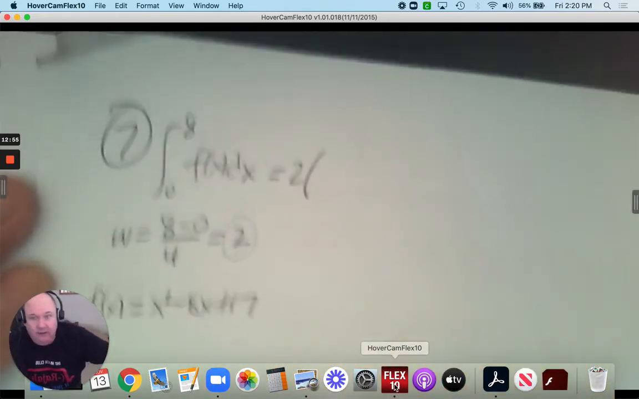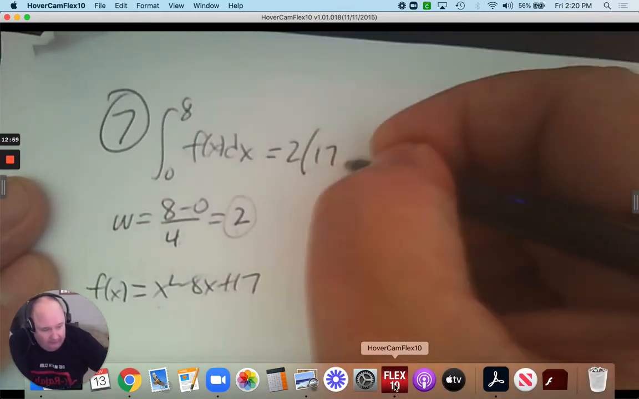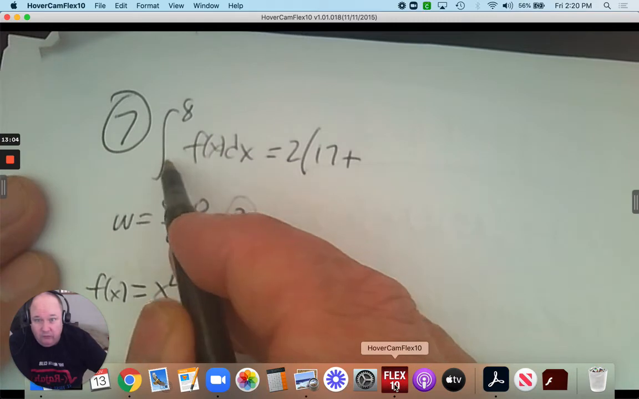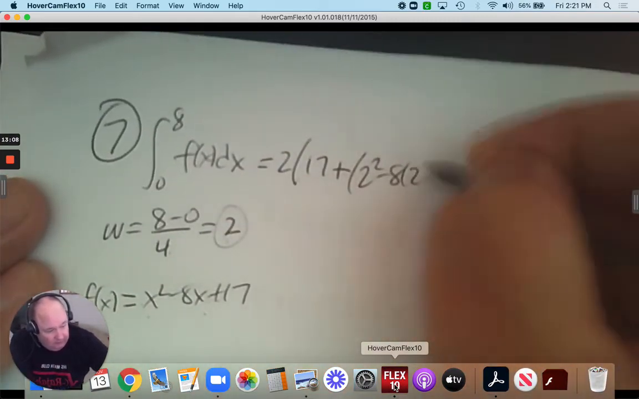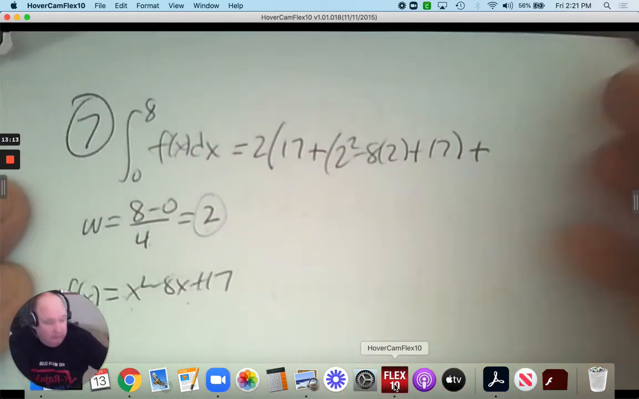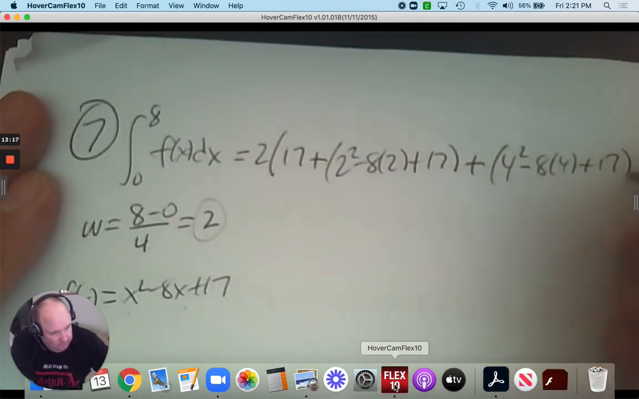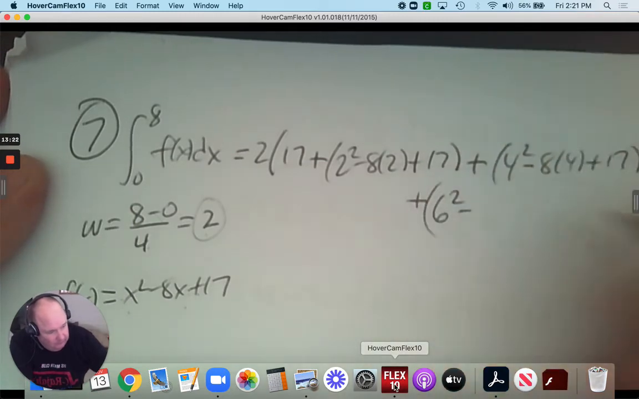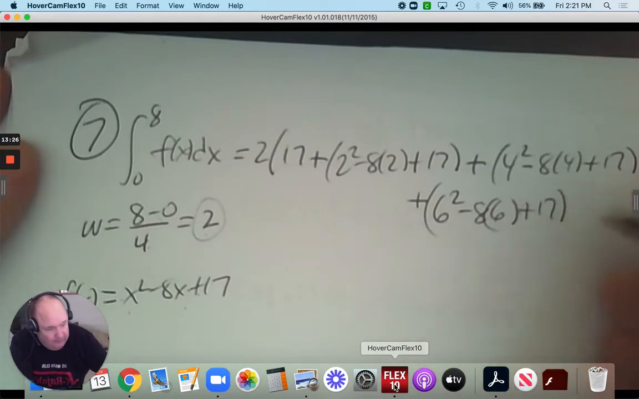So the first height would be at 0. If you plug 0 in, you get 17. The next height, we're counting by 2's. So the next height would be at 2. So plug 2 in. If you're not in the mood to simplify it, I don't blame you. So you just plug 2 in. The next one would be 4. The next one would be 6. And then the last one would be 8.